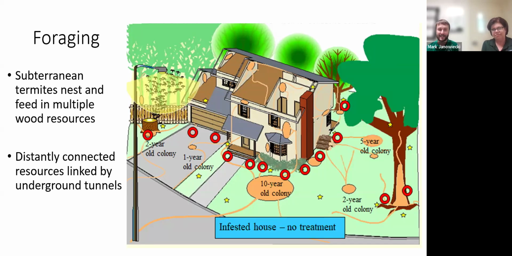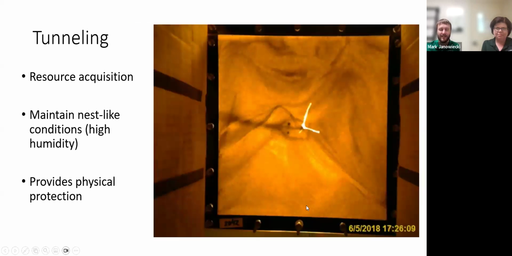These resources are connected together by tunnels underground, so you can see the complicated tunnel network in this area here. As we mentioned, they tunnel to acquire resources. This is them tunneling in a planar arena, so you can see a time lapse of them digging this tunnel. It's a relatively slow process, but this gives them physical protection from ants and other enemies and protection from drying out and other unfavorable conditions.